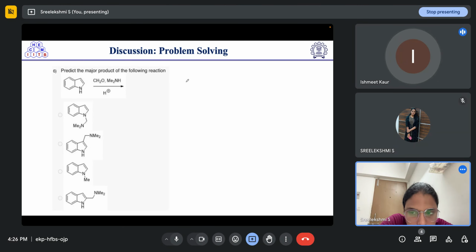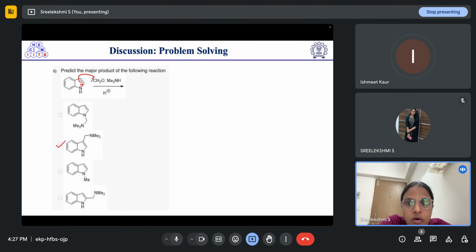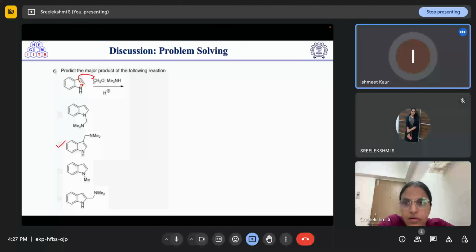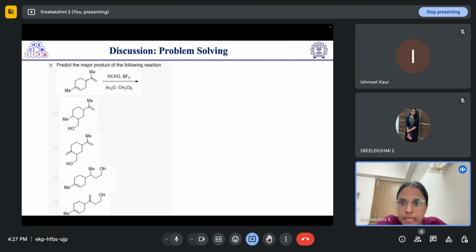So option B. Yes. So how is it forming? Again, the lone nitrogen will shift there, and that double bond will attack the intermediate formed from formaldehyde, and then this indole will regain its aromaticity. So this is the answer, option B.